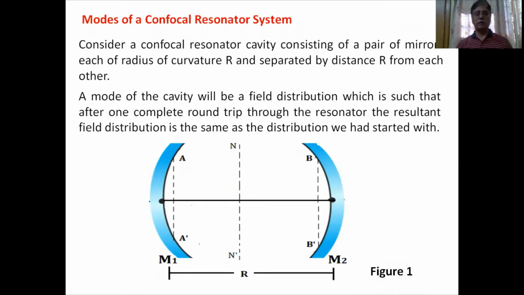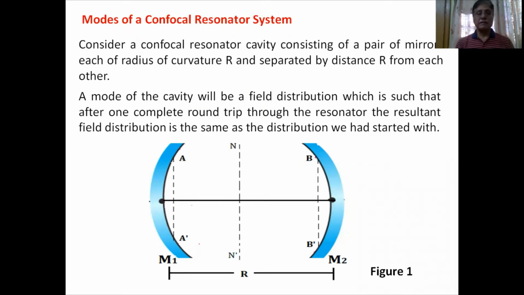Now here we have a confocal resonator system. The radius of curvature of either of the two mirrors is r, and the separation between the two mirrors is also r. So we have a confocal resonator system. Consider a confocal resonator cavity consisting of a pair of mirrors, each of radius of curvature r and separated by a distance r from each other.